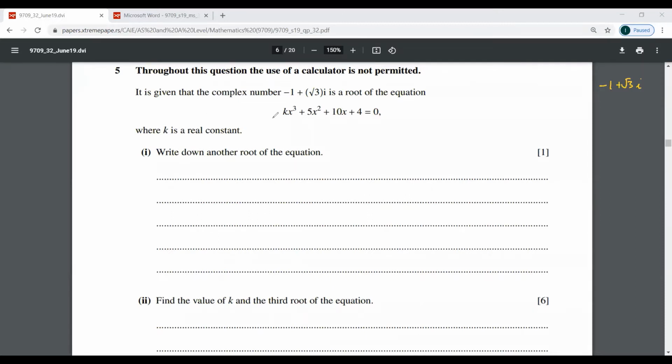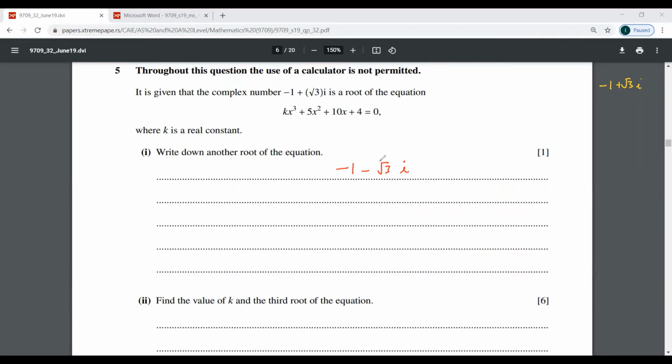It says it is given that the complex number is a root of the given equation. Write down another root of the equation. So that is simply going to be its conjugate pair. He has given us so much space for that. I wonder why he gave so much space, this is really confusing. Its answer is only minus 1 minus root 3 iota. Its conjugate pair, that's it.